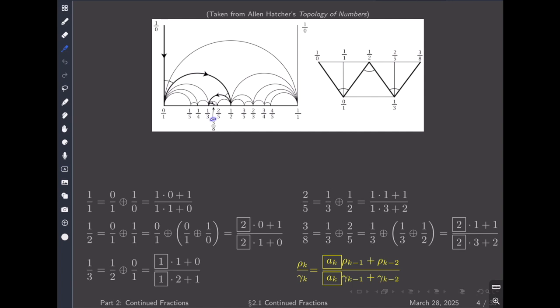the starting point is a rational number from which we draw the vertical geodesic, right? The geodesic that goes from that rational number to infinity. But then we orient that geodesic from infinity to the rational number, and consider the sequence of Farey edges that the geodesic crosses on its path from infinity to the rational number.